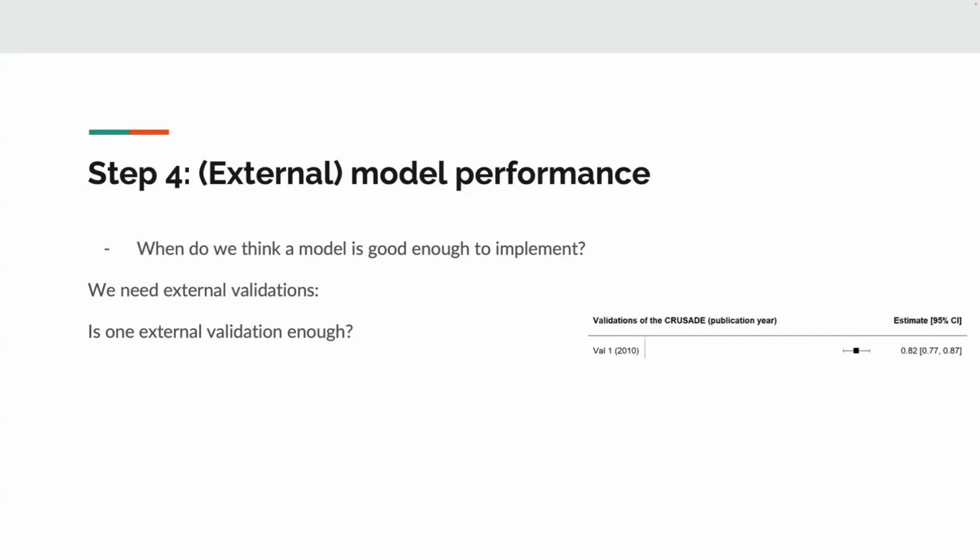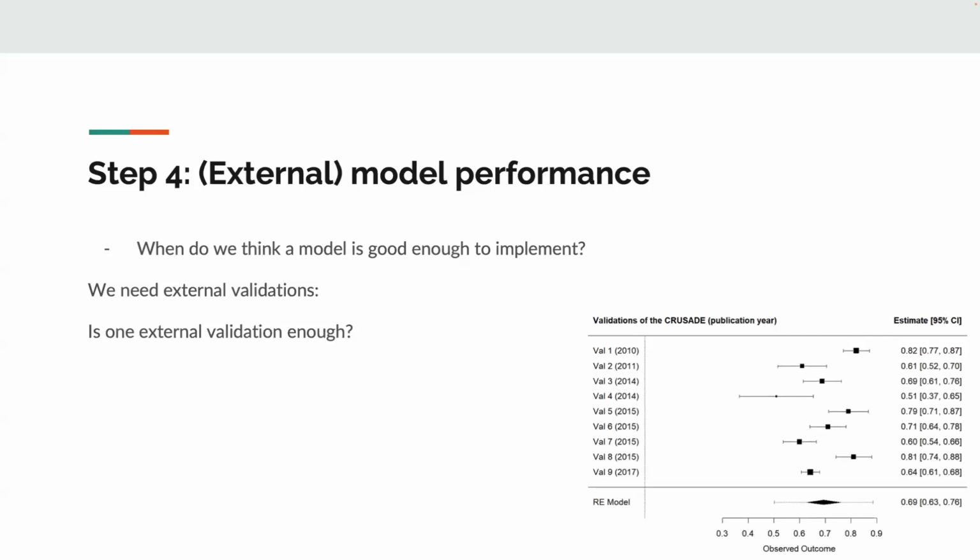Well, I want to show an example here of a clinical prediction model, the Crusade model, and it has done one external validation with an AUC of 0.82, which is considered pretty high. And the confidence interval is also quite small. So do we now think that this is enough to say that this model can be used in another setting? Well, if we look at the other external validations of the model, then we see that the AUC actually kind of goes all over the place, depending on which setting we are in. And this is largely due to the heterogeneity between the settings.